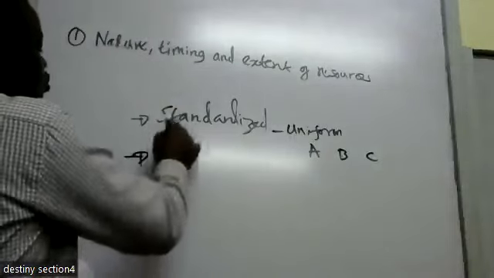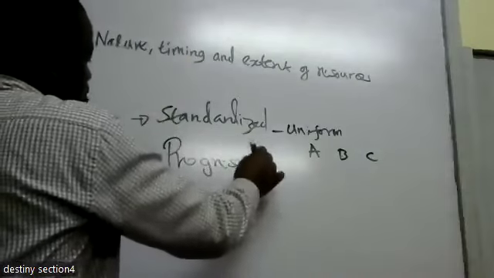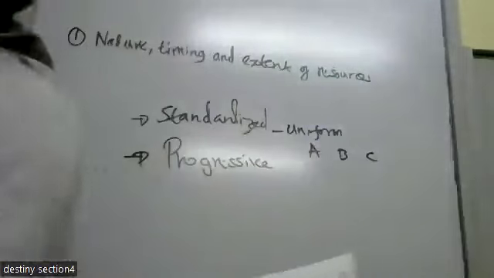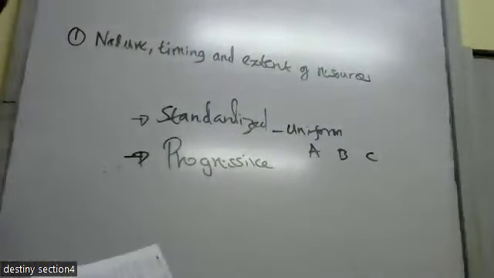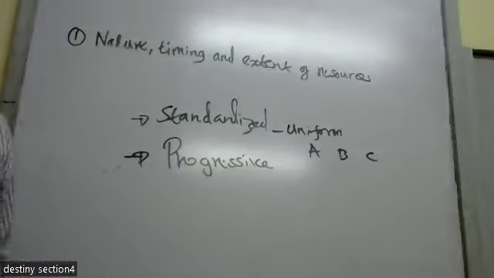The number two is what we call the progressive auditor programs. Progressive programs are prepared as the audit work progresses. For example, tomorrow we are going to do the audit work, so we prepare the procedures to be undertaken. We continue like that until we complete the full engagement work. For this case, they will vary from one client to the other.